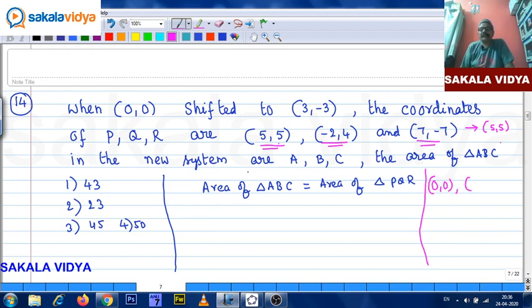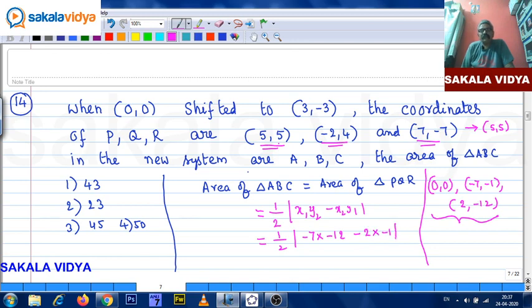Next, minus 2 comma 4 minus 5 comma 5 is minus 7 comma minus 1. Now this point becomes 7 minus 5, 2 comma minus 12. Now, the area of the triangle formed by these points is half mod x1 y2 minus x2 y1. This is half mod, x1 means minus 7 multiplied by y2 means minus 12, and minus x2 is 2 into y1, which is minus 1. So this equals half multiplied by 84 plus 2, that is 86 by 2, which value is 43. So our answer is 43. The first option is the right option.